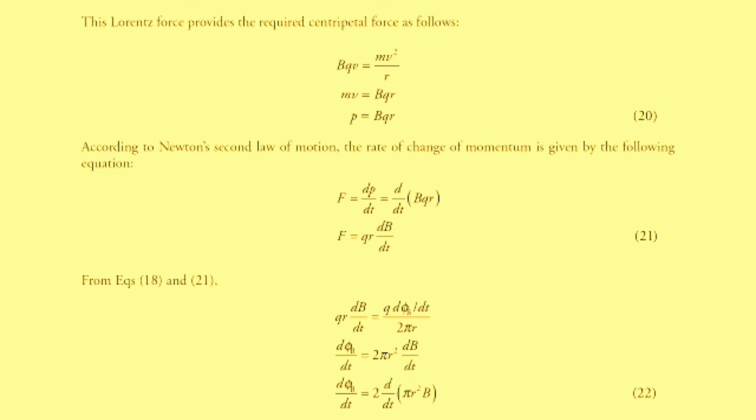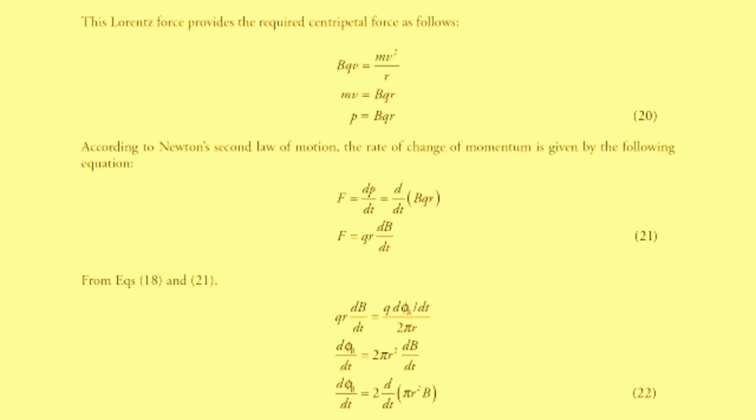This Lorentz force provides the required centripetal force. This is the similar thing that we have also discussed in my previous video regarding the cyclotron. The same thing was done there also. QVB is the Lorentz force, and the centripetal force is given by mv square by r. So on performing simple cross multiplications and calculations, we will get mv is equal to BQr and p is equal to BQr, where p is equal to mv.